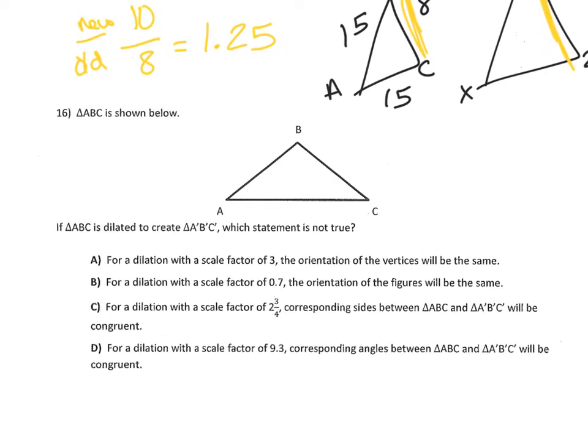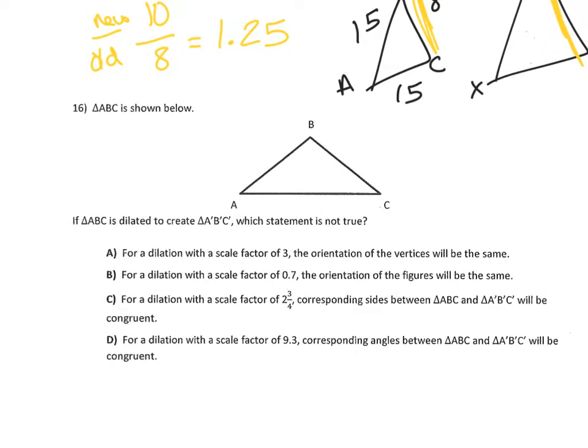And number 16, triangle ABC is shown below. If ABC is dilated to create A prime, B prime, C prime, which statement is not true? So for a dilation with a scale factor of 3, the orientation of the vertices will be the same. Well, that's true. If we're transforming by dilating, the size is just changing. Nothing else is changing. So that would actually be true. We're looking for one that's not true.